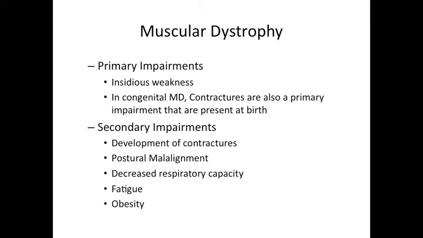The primary impairments are insidious weakness, and in congenital muscular dystrophy, contractures are also a primary impairment and are present at birth. Secondary impairments include development of contractures, postural malalignment, decreased respiratory capacity, fatigue, and obesity.